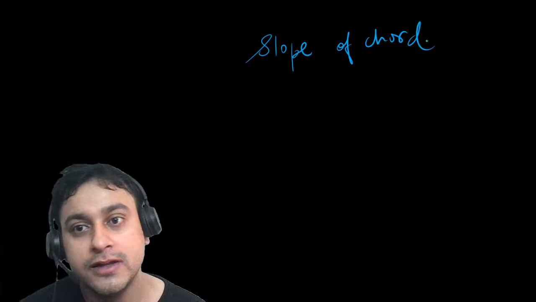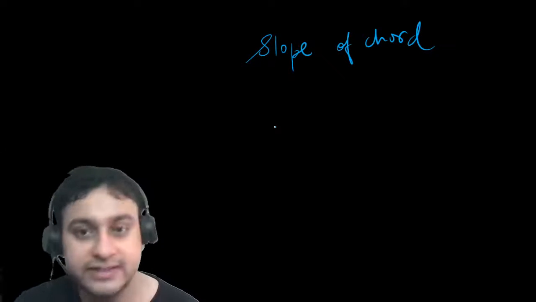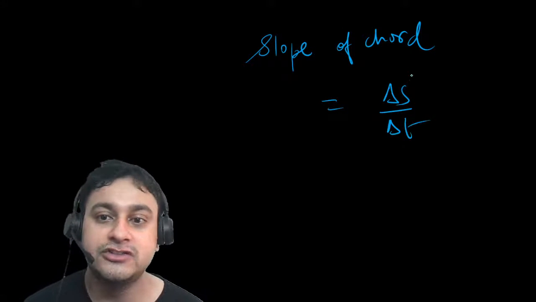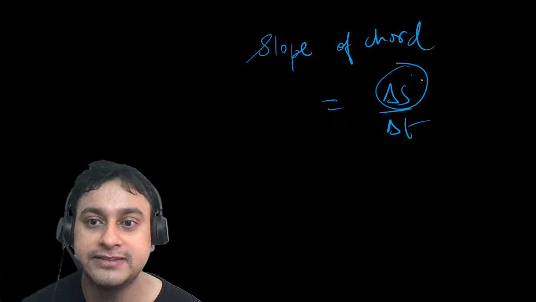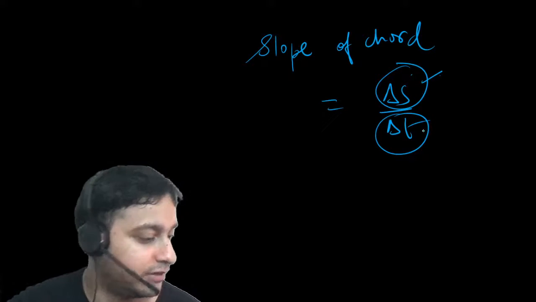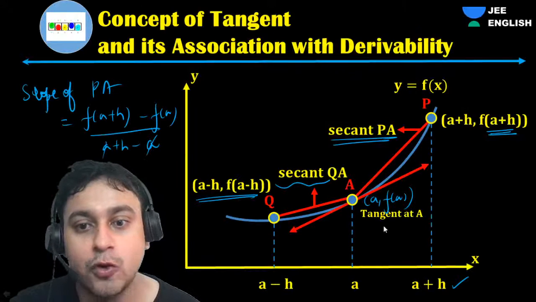If you're plotting displacement with time, that is delta s by delta t only, right? And that is nothing but y2 minus y1, this is delta s, and this is delta t, meaning x2 minus x1, right? So that is nothing but slope of chord.